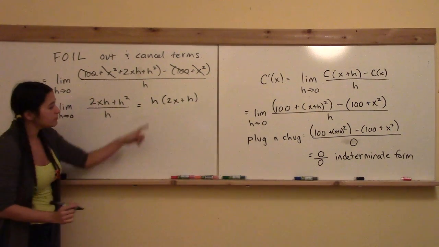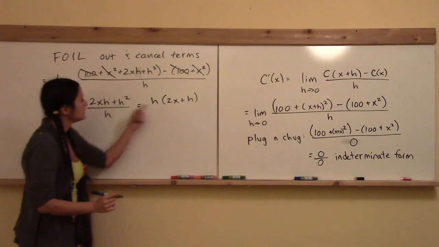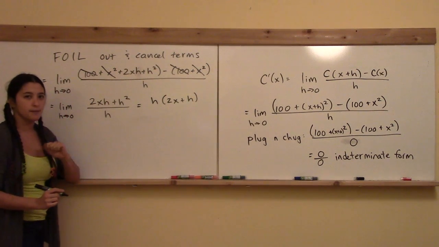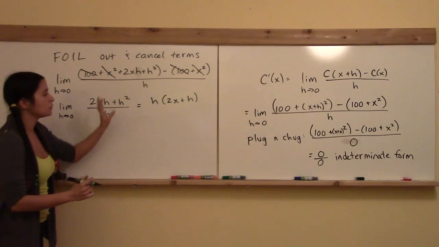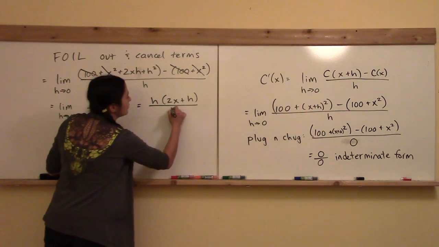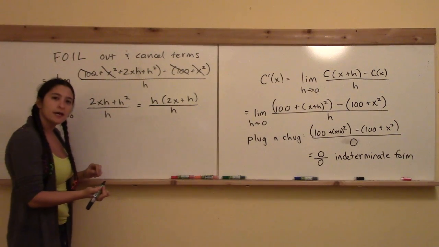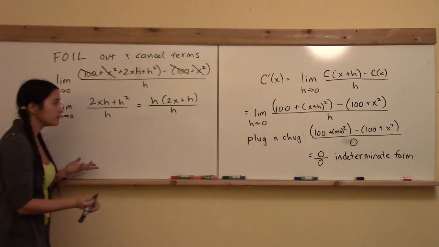Okay, now if you don't believe me, you can re-FOIL it out and see that I've got the same thing on the top, but keep in mind that you're going to want to have the skill of being able to just mentally extract the power of h there, because that's how we're going to get rid of the divide by 0 on the bottom.